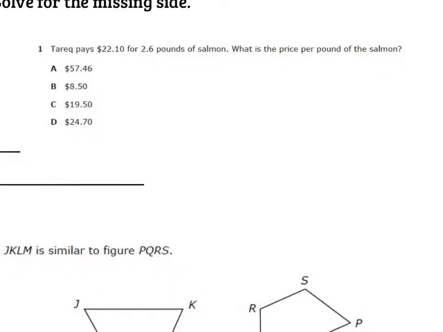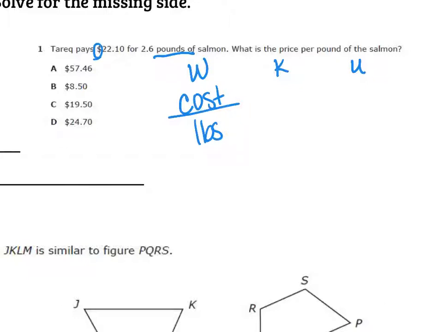Okay, we're looking for per pound. Anytime it says per ounce, per pound, we're looking for a unit rate. Unit rate means proportion. So if we do our first thing, I would write my words: known, unknown. My words are cost over pounds, because that's what it tells us right here. It gives us a dollar sign and it says pounds. So important information is 22.10, 2.6 pounds, and we want per pound.